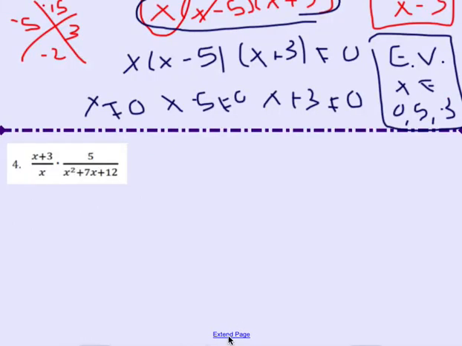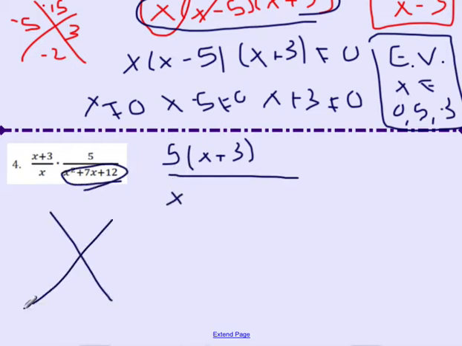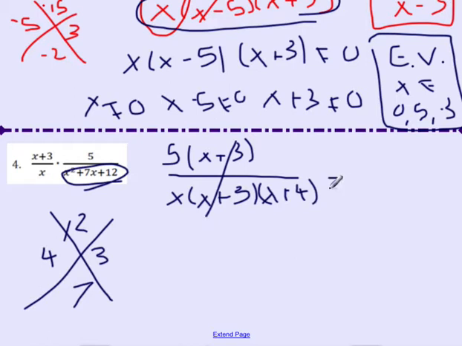So let's go ahead and take a look at number 4. We have a 5 that's being multiplied on the outside, and then we have x plus 3. On the bottom, we have x, and then we need to factor that thing right there. So we're multiplying to 12 and adding to 7, which is going to give me 4 and 3. Again, my square term is a 1, so I can do x plus 3 and x plus 4. Then I can go ahead and cross these off. So I have 5 divided by x times x plus 4.